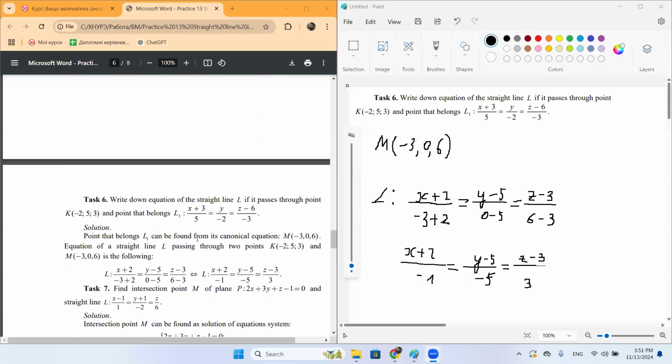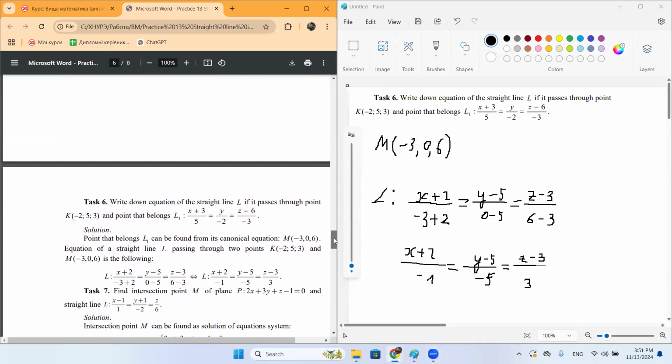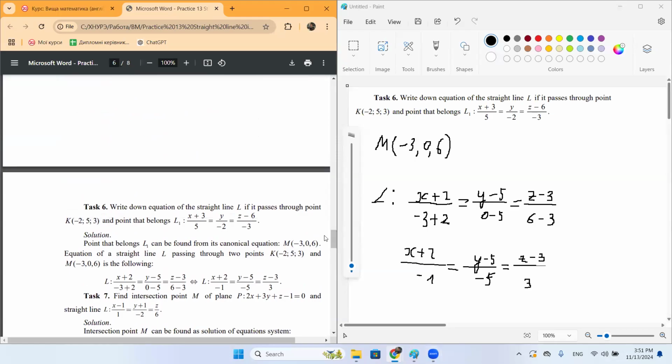Okay, let's continue. Let me minimize Zoom, let me share my screen. So the next task is to find an intersection point of a line and a plane. Okay, I will explain how to solve it.